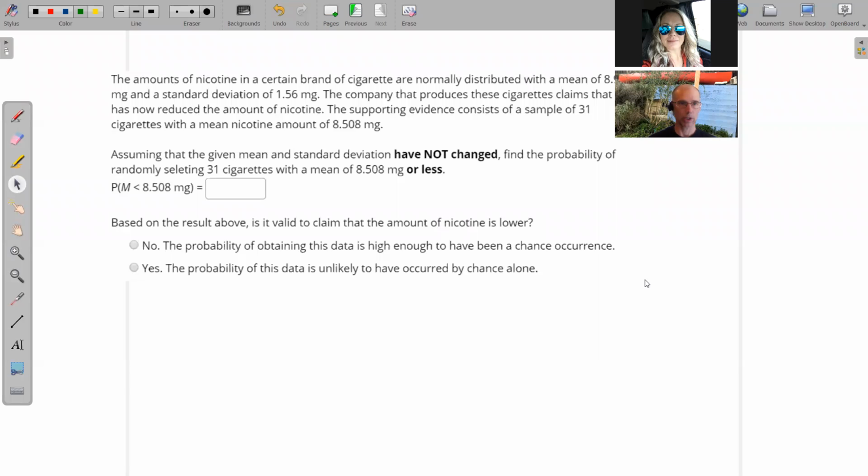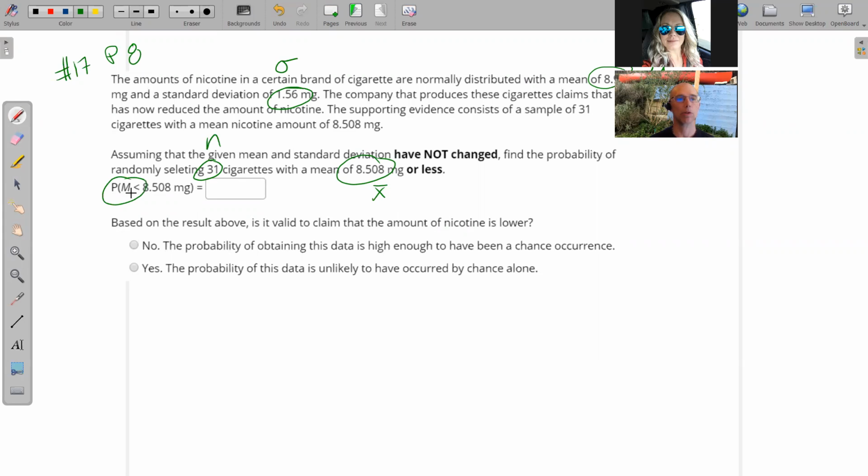All right, so before I can go to StatKey to try and get this calculation, we need to write some stuff on paper. This is number 17 from practice week 8. And the important things here are the mean of the population, mu, the standard deviation of the population, sigma, and the sample mean, and the sample size, n.